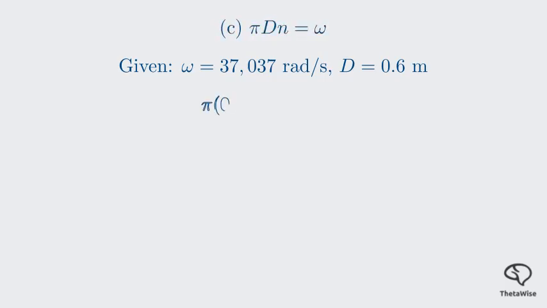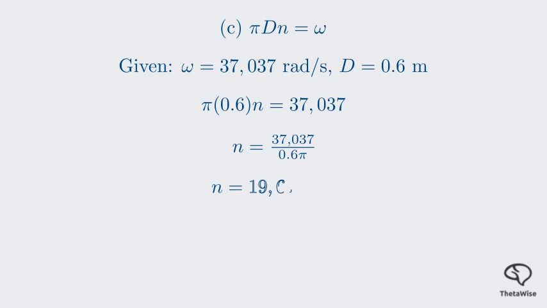Let's substitute our known values. Pi times 0.6 times n equals 37.037. To solve for n, we need to isolate it on one side of the equation. We do this by dividing both sides by 0.6 pi. Calculating this gives us the frequency in revolutions per second. The frequency n is approximately 19.649 revolutions per second.